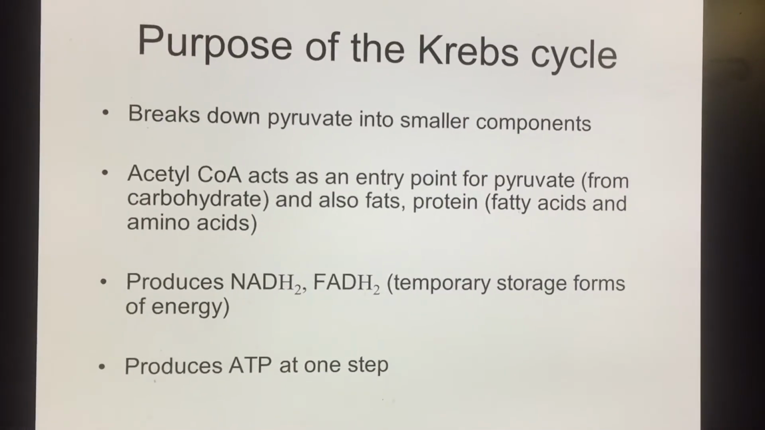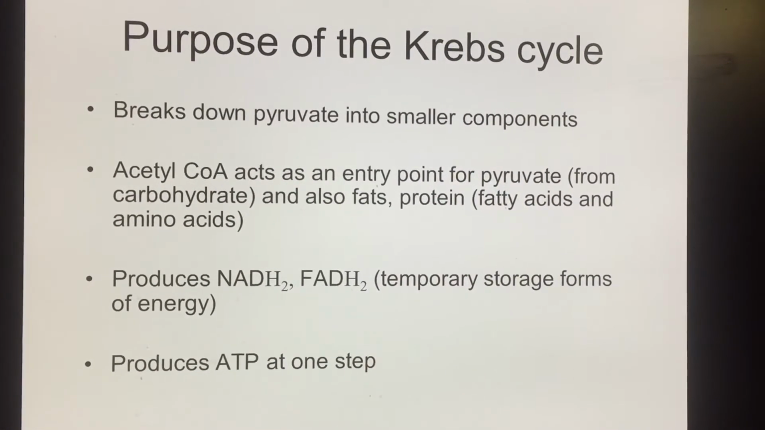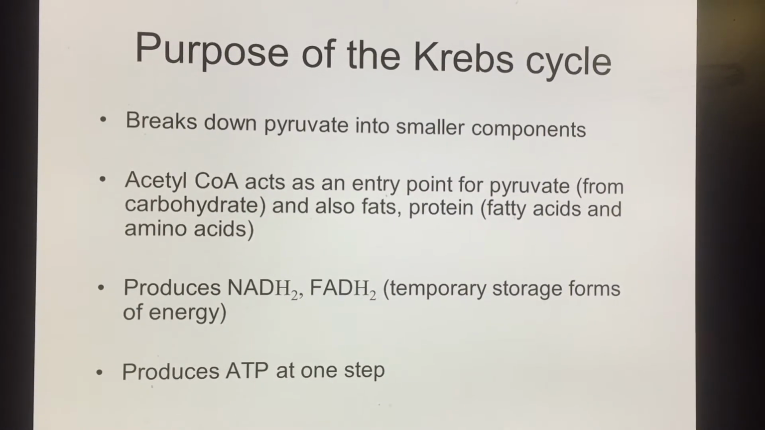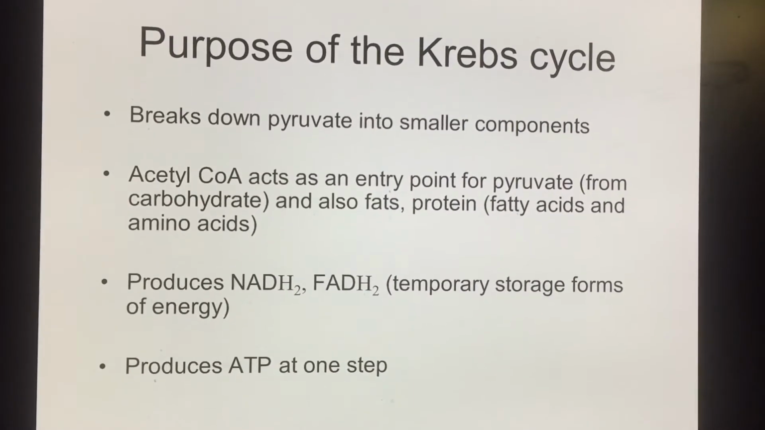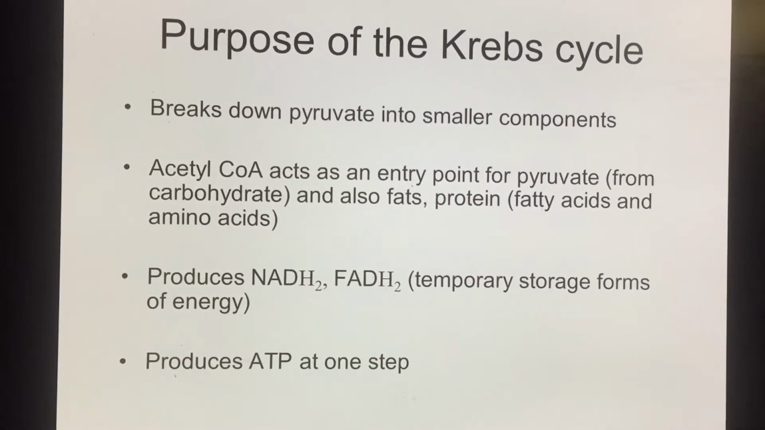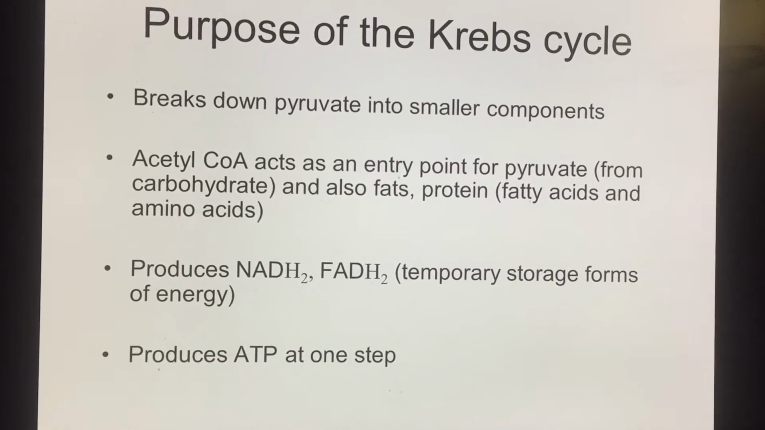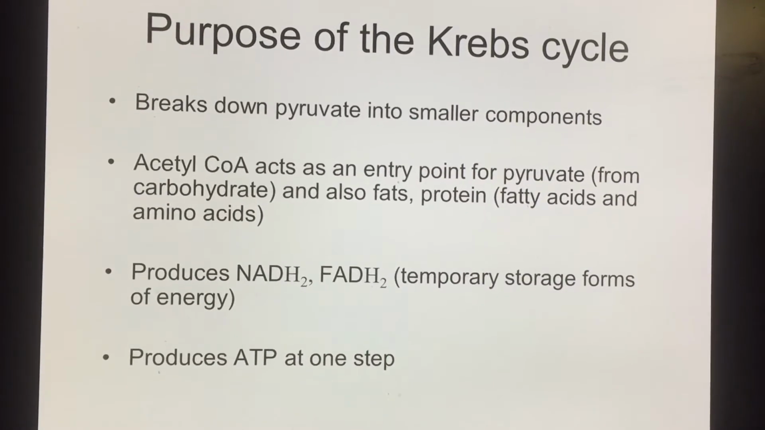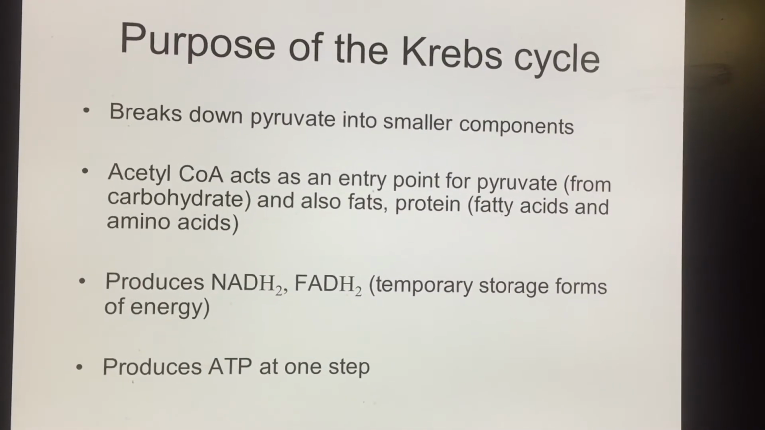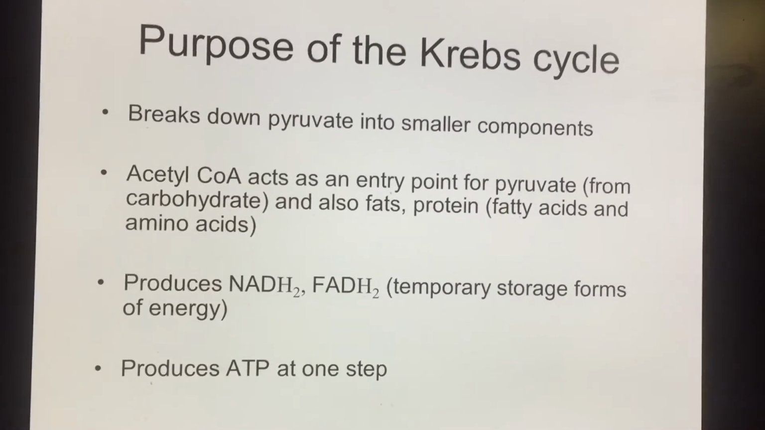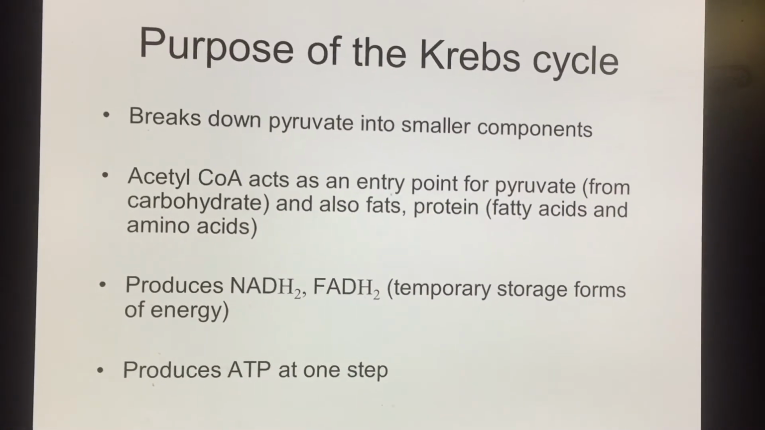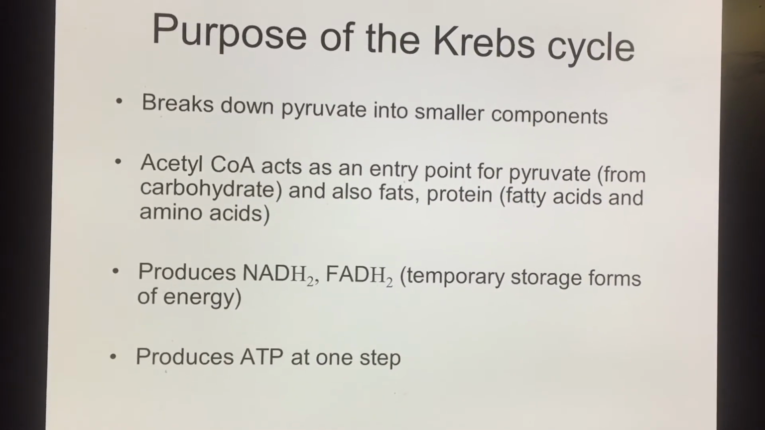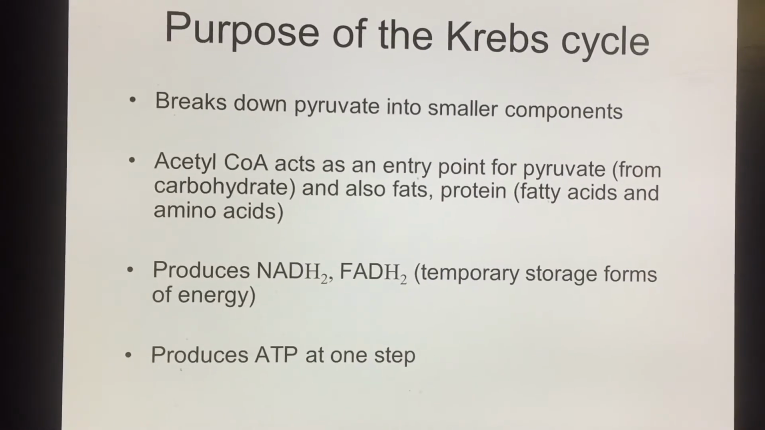So the purpose of the Krebs cycle, this is a bit of a summary. It breaks down pyruvate into smaller molecules. Acetyl-CoA acts as the entry point of pyruvate from carbohydrate metabolism, but it also acts as an entry point for fats and protein. So it's kind of like an intermediate in your oxidative metabolism that helps to break down all the substrates that you would consume from your diet. Produces NADH2 and FADH2. These act as temporary storage forms of energy, and it produces ATP at one step.